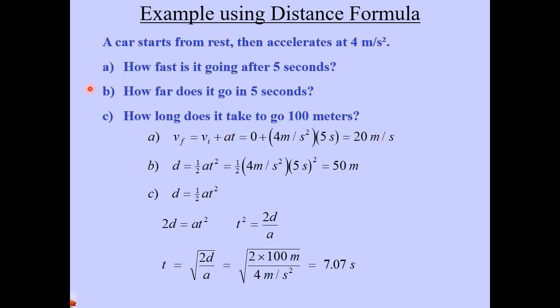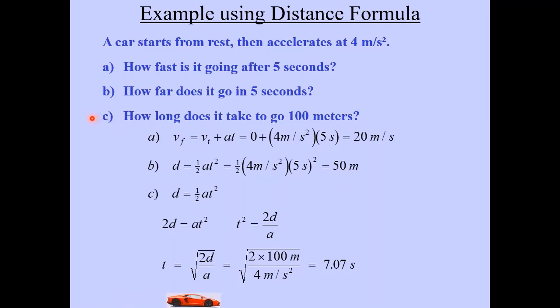Part B, how far does the car go in 5 seconds? So here we're going to use our distance formula. Distance equals 1/2 a t squared. So we have 1/2 times the acceleration, which is 4. And again, the time is 5 seconds. But remember, we have to square the 5. So this is 5 times 5, which is actually 25. So the answer here, when you multiply these three terms together, you'll get 50 meters.